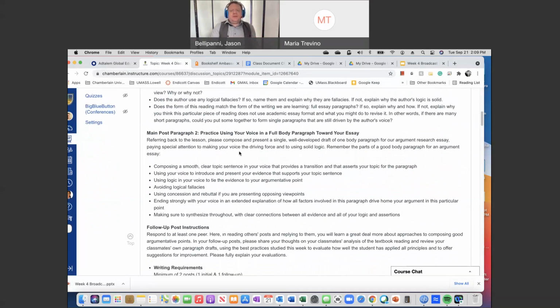So the second paragraph is the most important part in my mind, because it's actually you writing a paragraph for your essay. Okay, so not the introduction paragraph. Everybody's tempted to write the introduction paragraph and just go. Instead of that, you're writing a body paragraph. And what that means is you want to pick one of the points that you're going to make and then turn that into a paragraph.